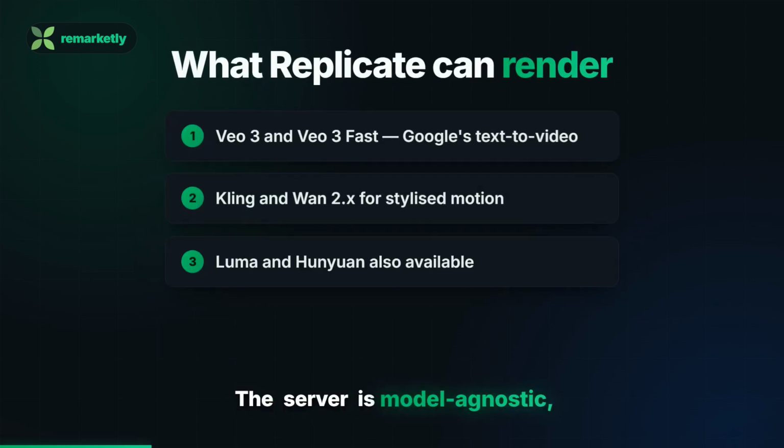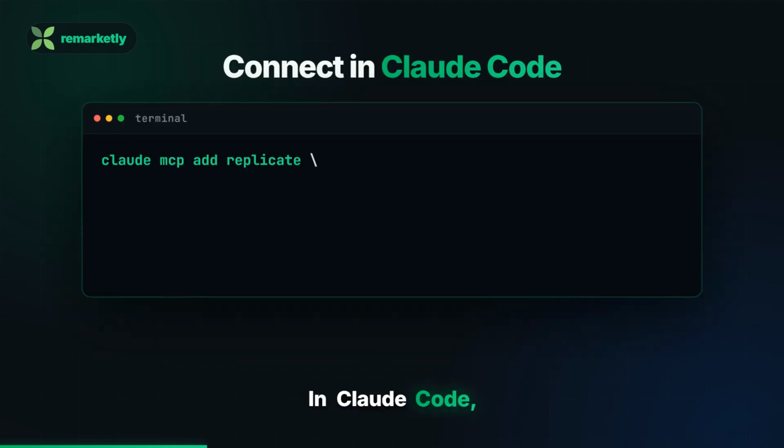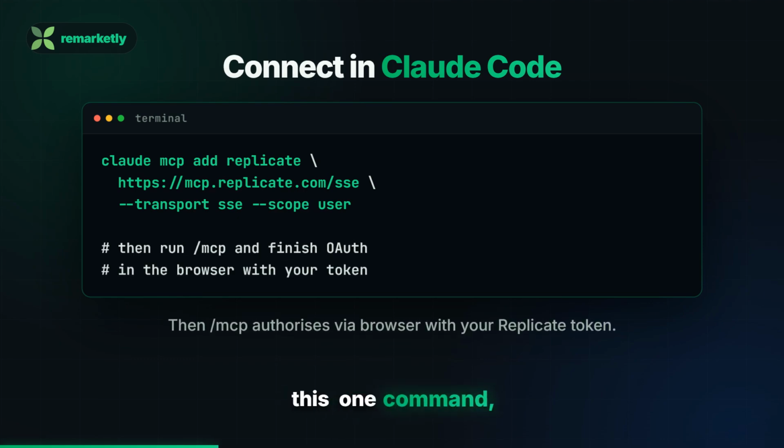The server is model-agnostic, so the same connection runs VO3 and VO3 Fast, Kling, Wan 2, Luma and Hunyuan. You just tell Claude which one you want. In Claude Code, add the server with this one command, then run /mcp and finish OAuth in the browser with your Replicate token. That's the whole setup.